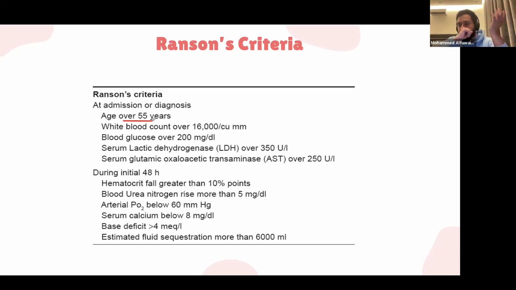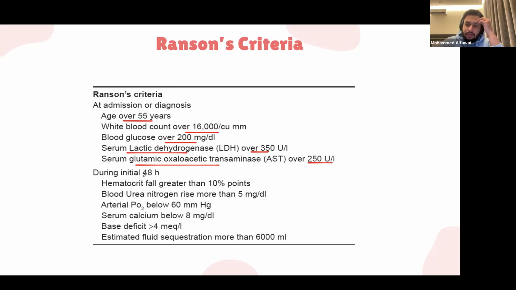It obviously causes inflammation, systemic cytokine release, and so on. So it might be over 16,000, which is worse. Blood glucose over 200, serum LDH over 350. Serum LDH is indicative of necrosis, okay? So one of the signs of necrosis is severe elevation of LDH, okay? So that's why it's worse. Serum AST over 250 if there's hepatic involvement, and also there is one etiology, which is alcoholic hepatitis. If there's both of them, obviously it will be a worsening status of the patient.